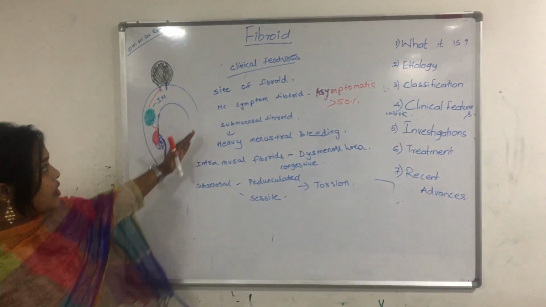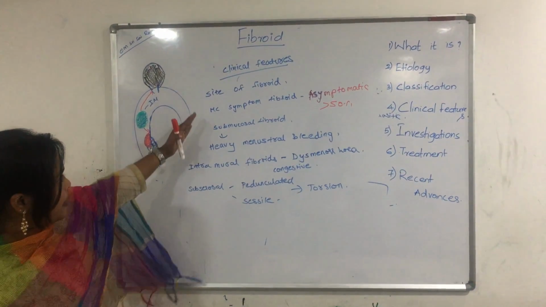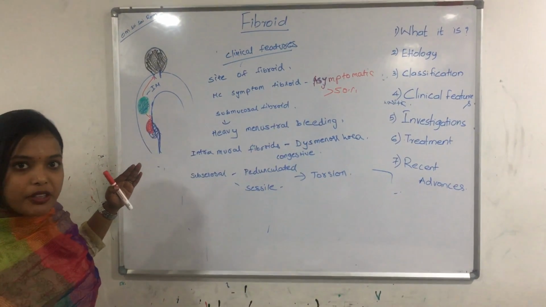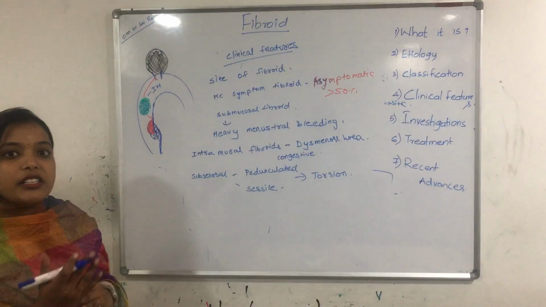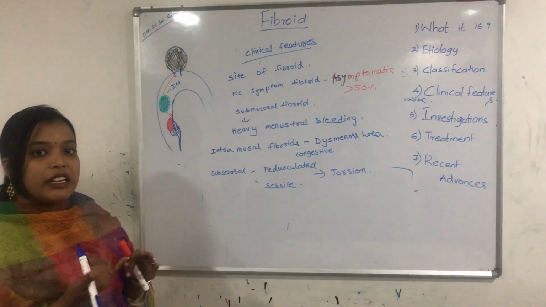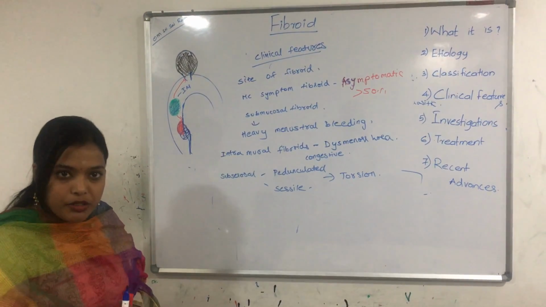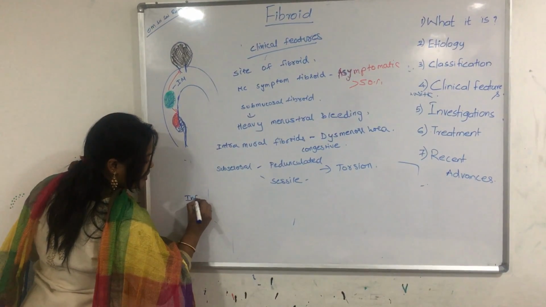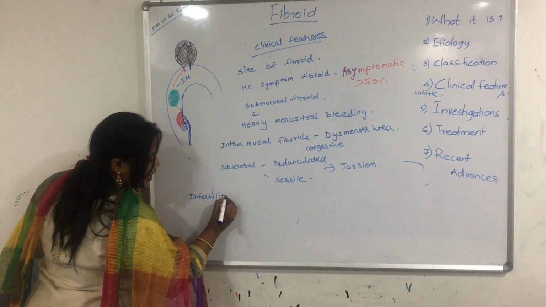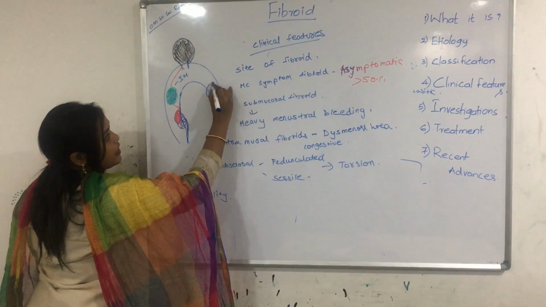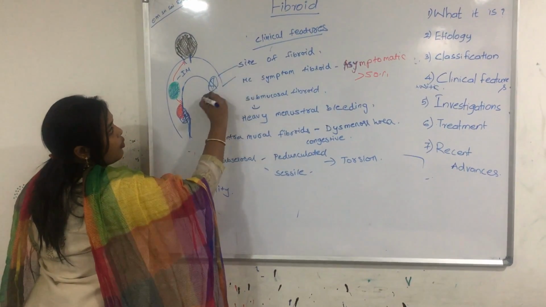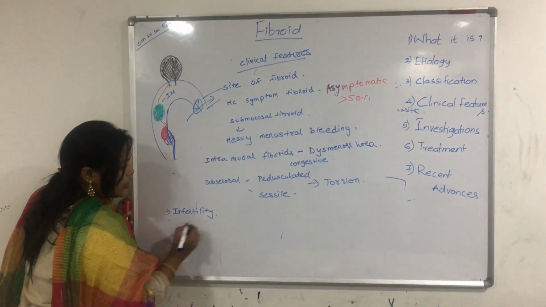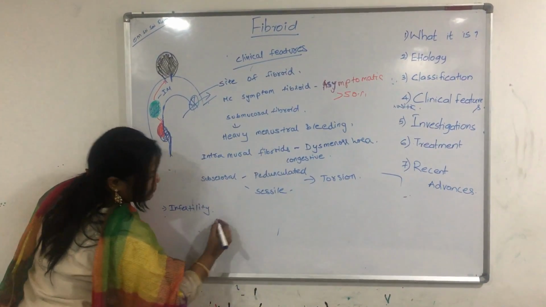So the main presentation in most of them is asymptomatic, more than 50%. The other symptoms are menstrual disturbances, which are dysmenorrhea and heavy menstrual bleeding mainly. Apart from that, some patients can present with infertility depending on where the site of the fibroid is, like if it is blocking the cornua and not letting the ovum or sperm get inside. So they can present with infertility. Then next come the pressure symptoms.